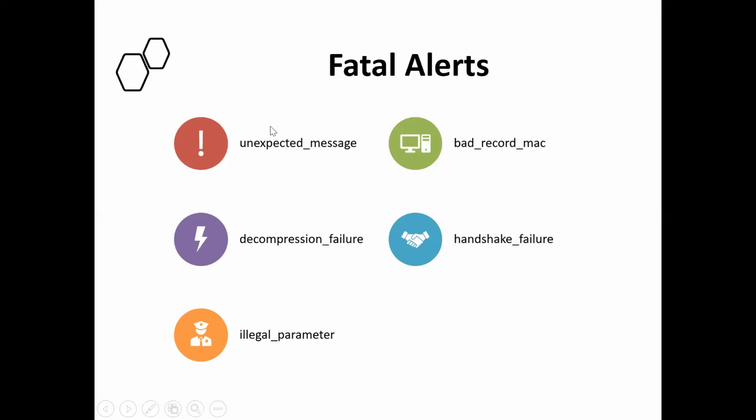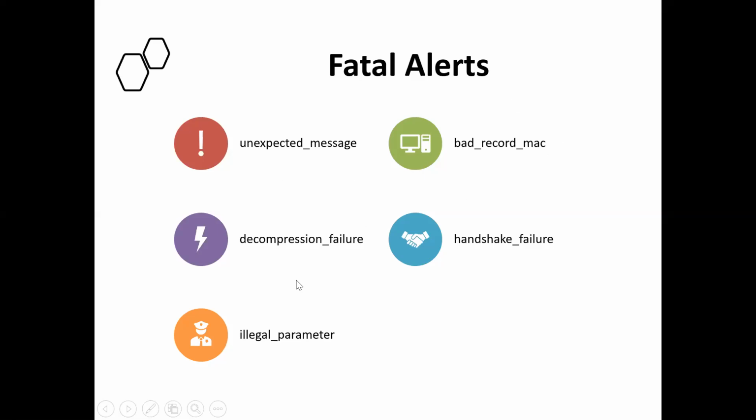One is alert messages, the first one being unexpected message. Whenever the entities receive an inappropriate message, at that time we're going to see unexpected message. Second one is bad record MAC. Whenever the two entities fail to generate the message authentication code, the alert protocol is going to send the message bad record MAC. At that time the connection is going to be terminated.